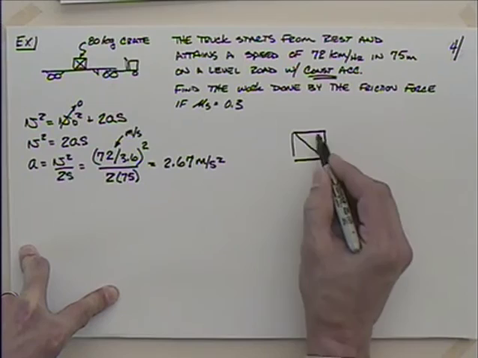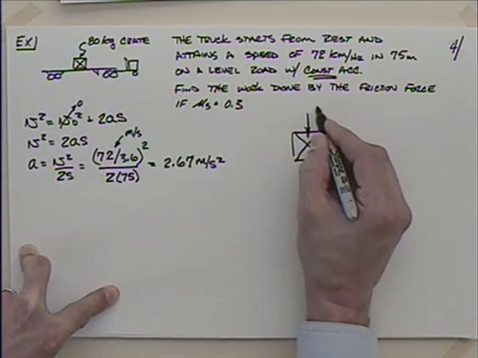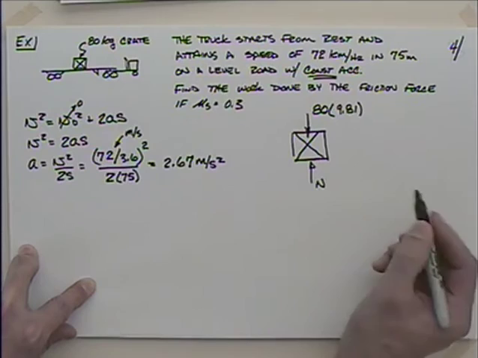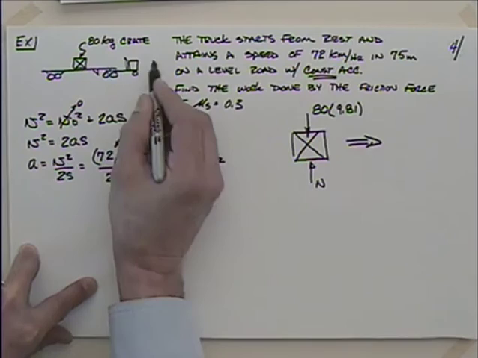Okay, so there's a free body diagram of the crate, and we have the weight, which is going to be 80 kilograms times the acceleration of gravity, 9.81. That gives me the weight. The normal force here, if I'm accelerating this thing, I'll assume the truck's accelerating to the right. I guess you could accelerate backing up, right?